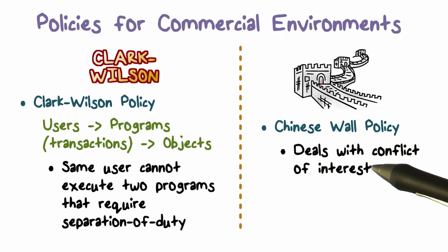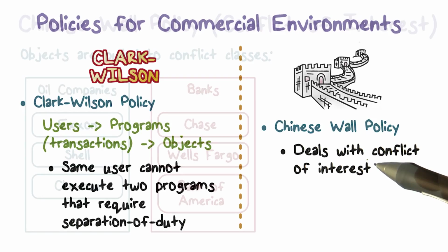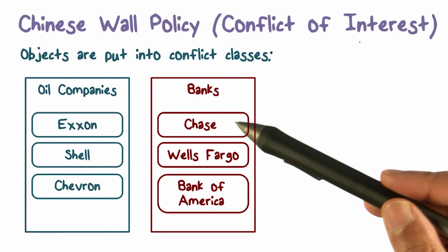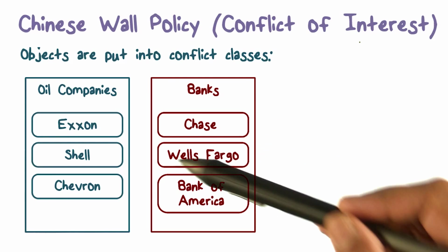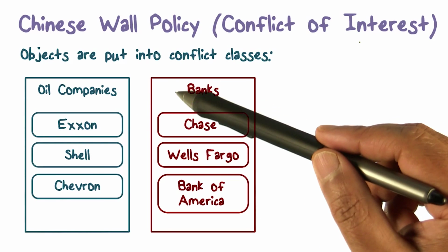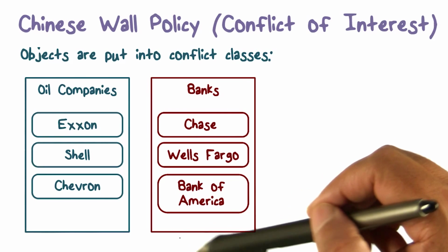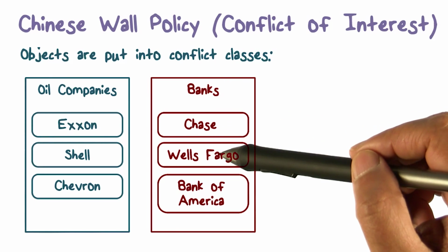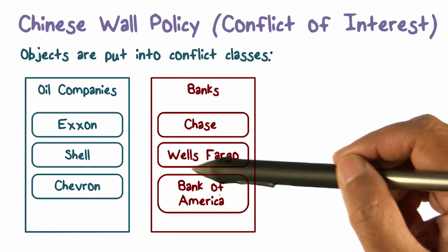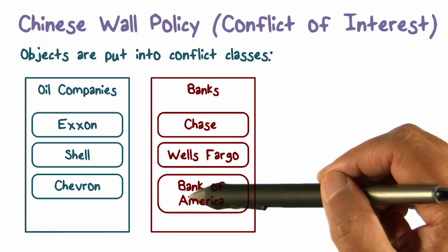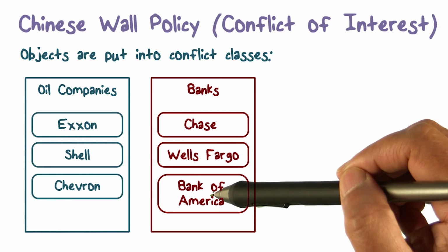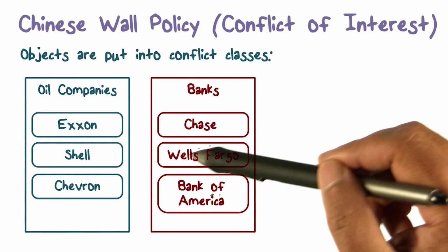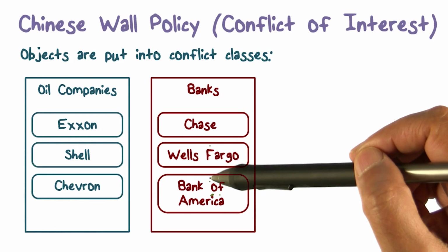So how do we decide when you have a conflict or the absence of that conflict of interest? To explain this conflict of interest and the Chinese wall policy a little bit more, let's say we have documents on a system. Now, some documents are financial documents that pertain to different banks. So Chase, Wells Fargo, Bank of America, whatever it is. So this grouping here, these are all the documents for Bank of America. These are all the documents for Wells Fargo and so on.